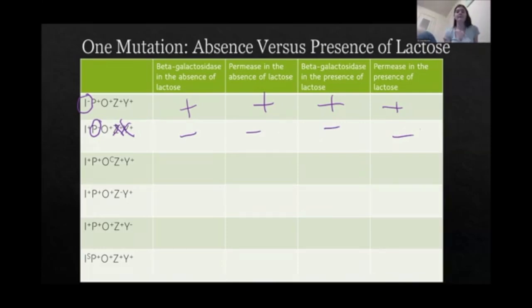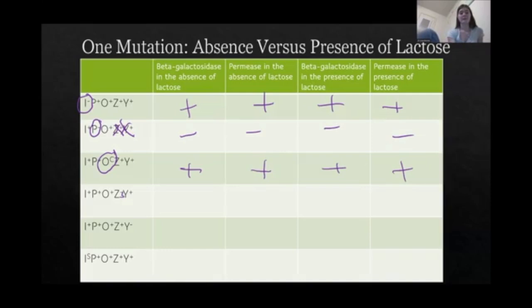In this third one, we have OC, which is like having a minus symbol, it's just saying it's mutated. So that means that our regulatory protein cannot bind to our operator. If it can't bind to the operator, it's just like that top one where we can't stop transcription from happening. So transcription is just always going to be happening.